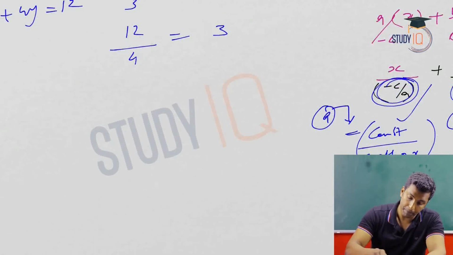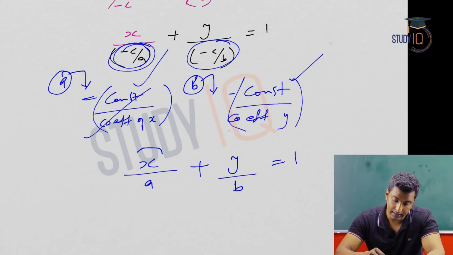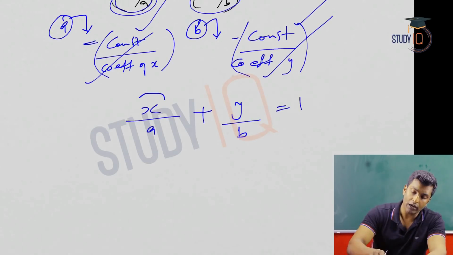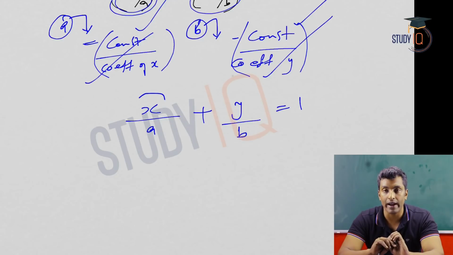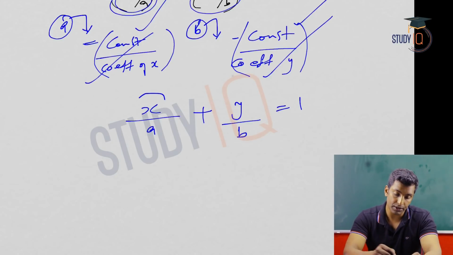So you can get the x-intercept like this and the y-intercept like this. Alternately, how will you get the x-intercept and y-intercept? Put x equal to 0, get the y-intercept. Put y equal to 0, get the x-intercept. We have already discussed all these things, but I hope you understood this now.